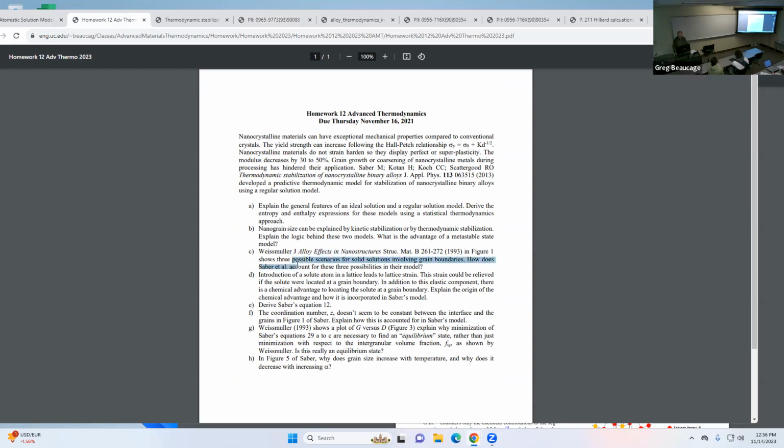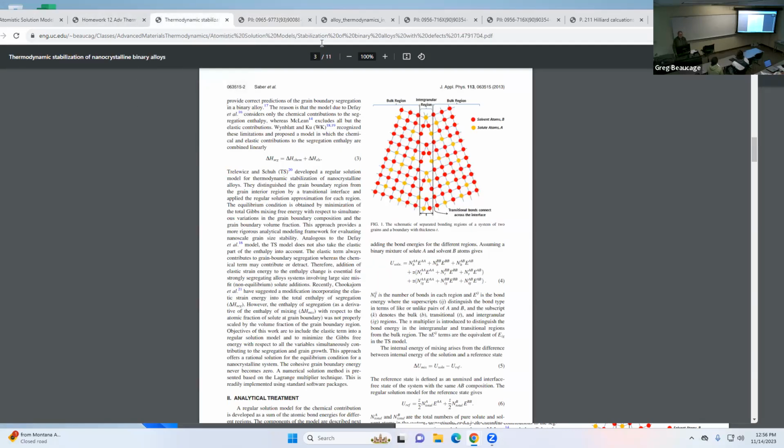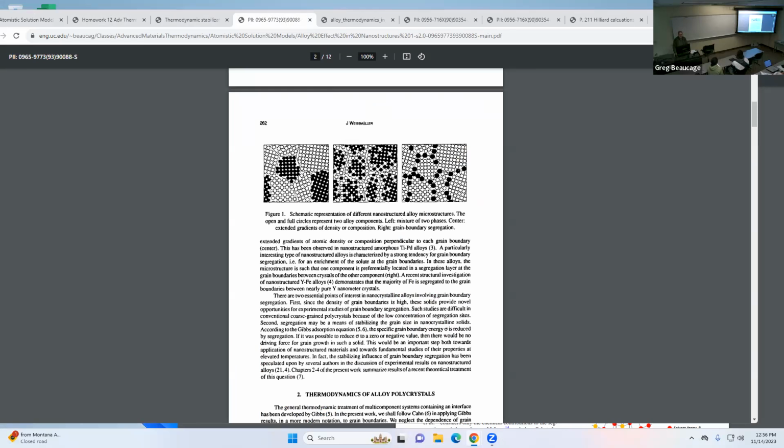Figure one shows three scenarios. So how does Saber account for those three possibilities? Okay, so he's got these three cases. This is like UA, UB, the free energy of one phase and another phase. So there's no mixing here. In other words, this is before mixing. In a normal situation, you'd have oil on the top and water on the bottom, and it's not mixed. So that's a free energy of oil, free energy of water.